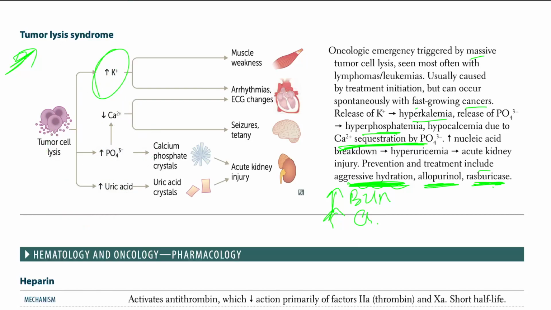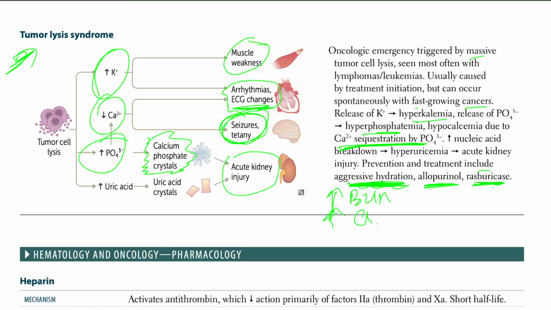When the potassium increases, you have muscle weakness, arrhythmias, and EKG changes. When the calcium is low, you have EKG changes. Okay. And seizures and tetany. When the phosphate is high, it forms calcium phosphate crystals that lead to AKI. When the uric acid is high, it forms uric acid crystals, and they also lead to AKI. AKI leads to increase in BUN and creatinine.